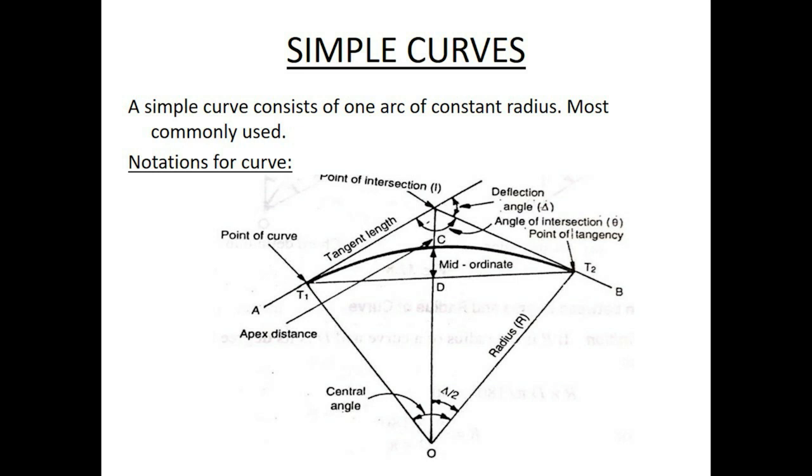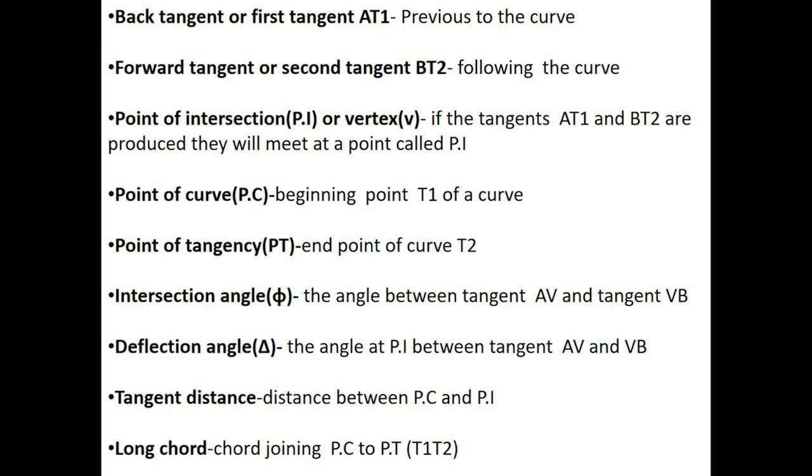The notations of the curves are: back tangent or first tangent, which is represented as AT1 in the figure, which is the tangent previous to the curve, and forward tangent or second tangent, which is expressed as BT2, the tangent which follows the curve. Next comes the point of intersection or vertex. If the tangents AT1 and BT2 are produced, they will meet at a point, and this point is called the point of intersection.